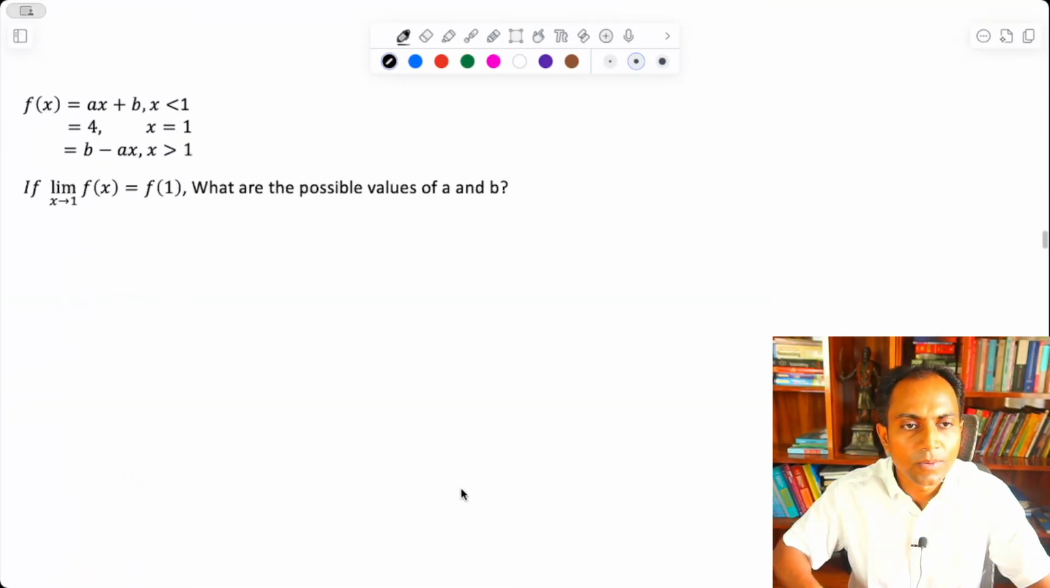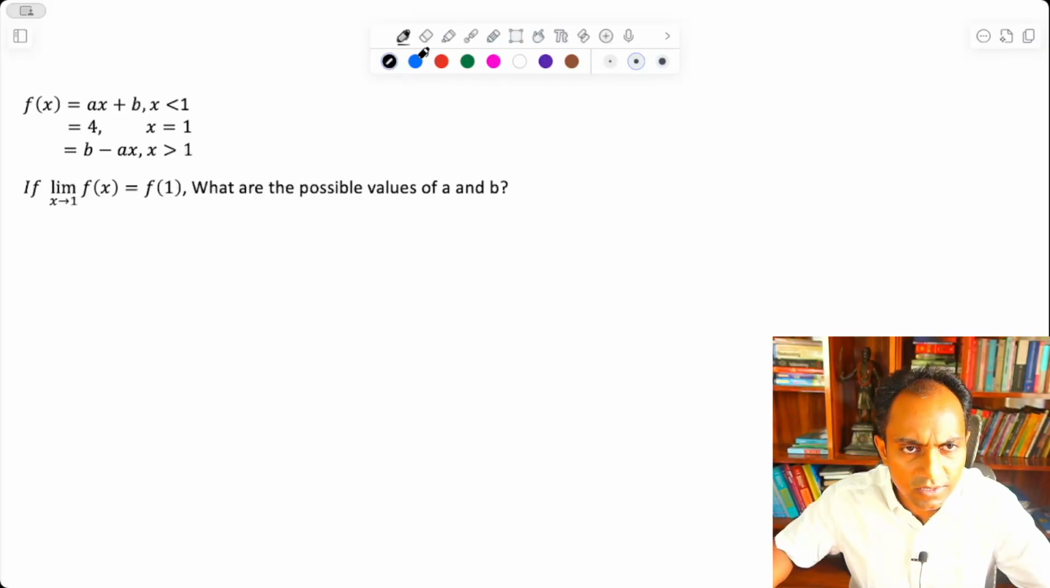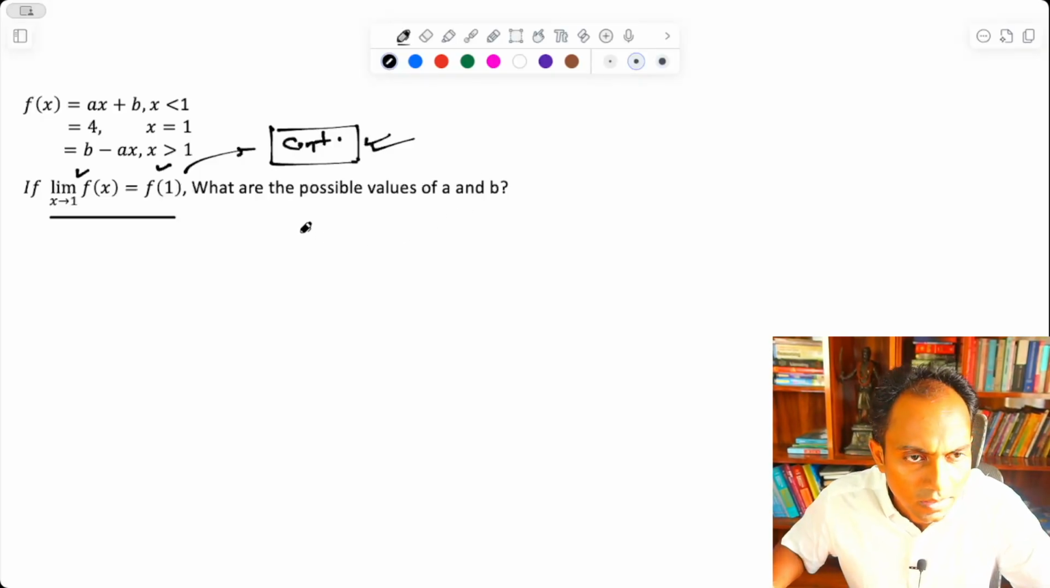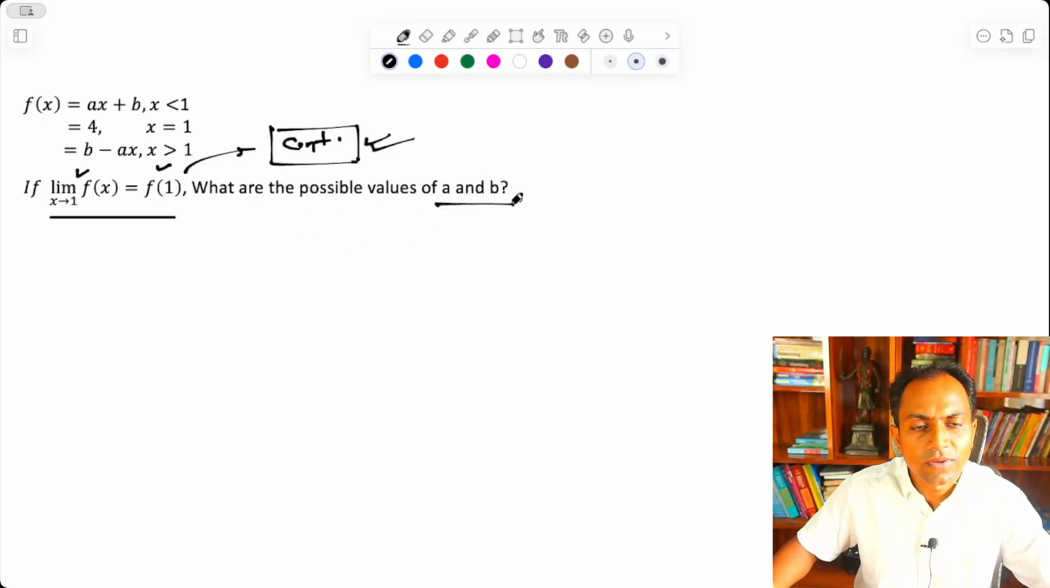Moving forward, you have been given a question. It is directly from NCERT, and the question says that the function is given like this, and they have told us that the limit and the value of the function are equal. We see that this will become the basis of continuity. In the next chapter, this will become the basic scenario there. What they are saying is, find the possible values of a and b.